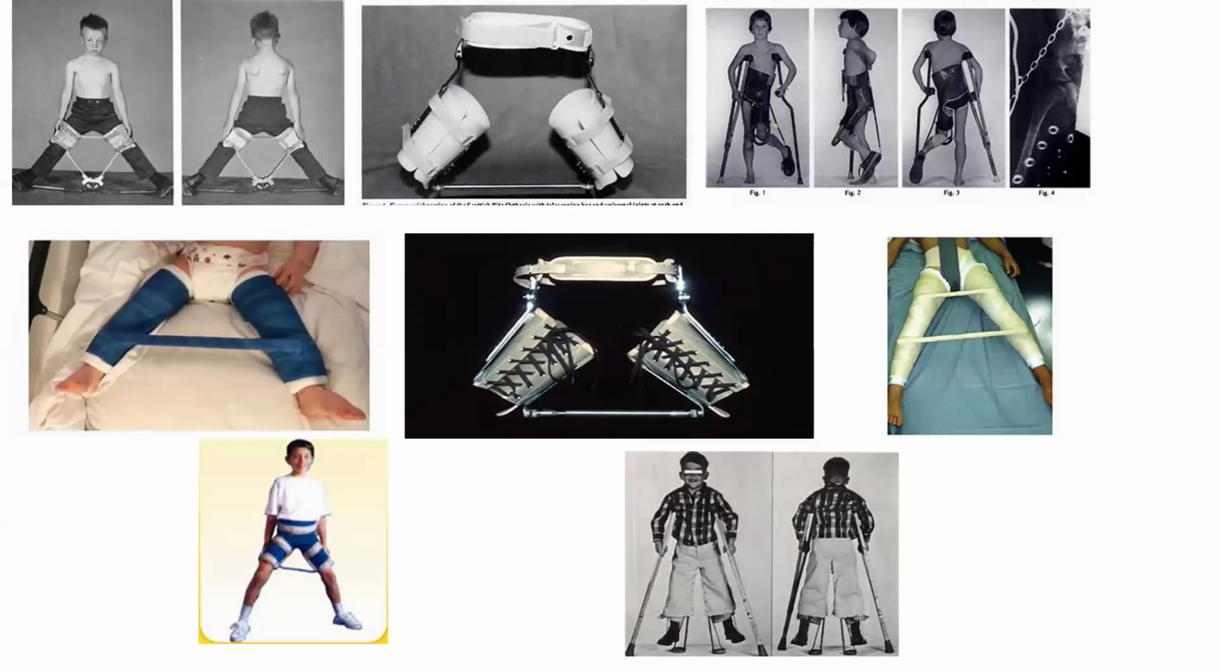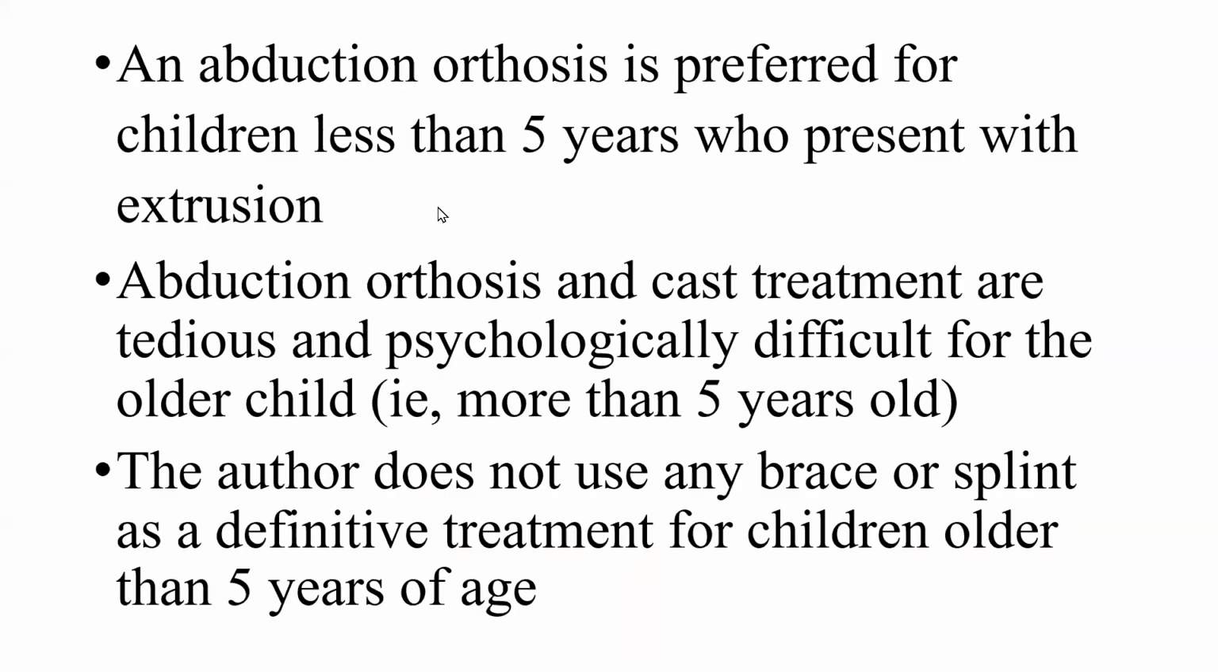But if you look at the photo below, you see that the patient's knees are externally rotated. They're not internally rotated, which helps in coverage of the head of the femur. Okay? Now, an abduction orthosis is preferred for children less than 5 years who present with extrusion.